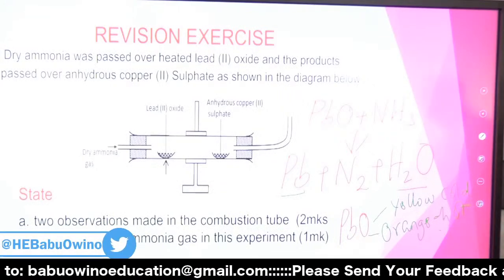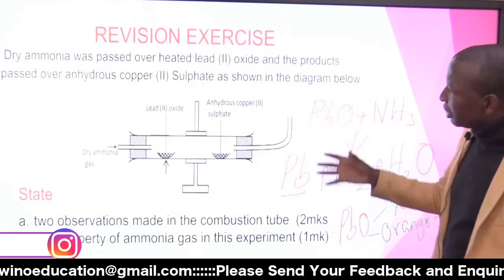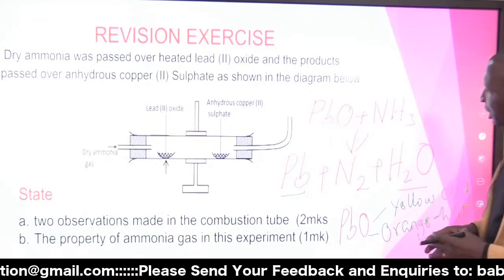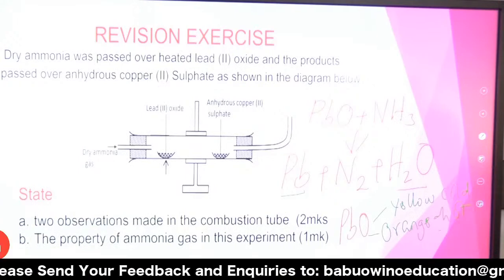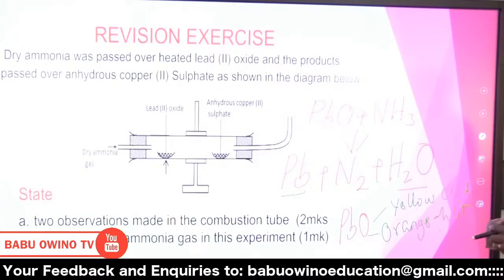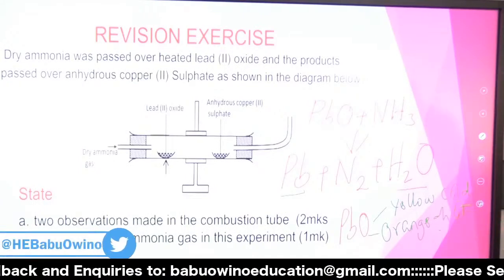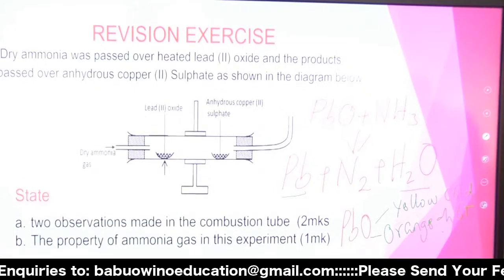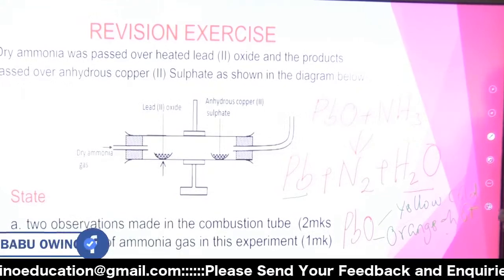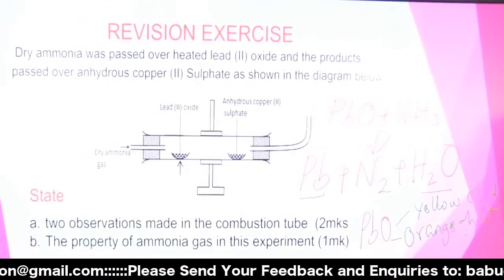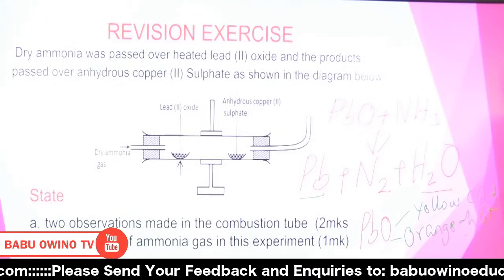So the observation will be: the yellow solid changes to orange and finally gray, and also the white anhydrous copper 2 sulfate changes to blue. The property of ammonia shown in this experiment is ammonia as a reducing agent. Very important for you to capture that.